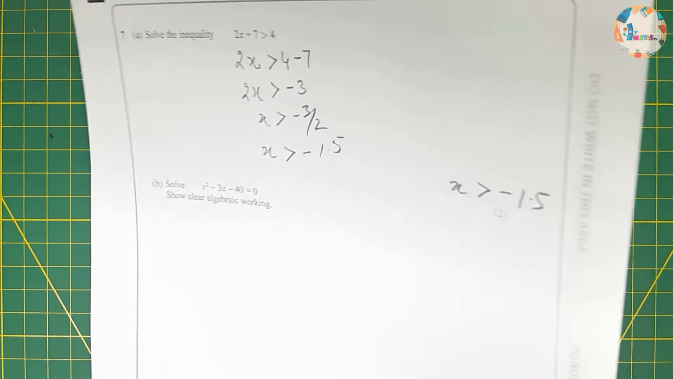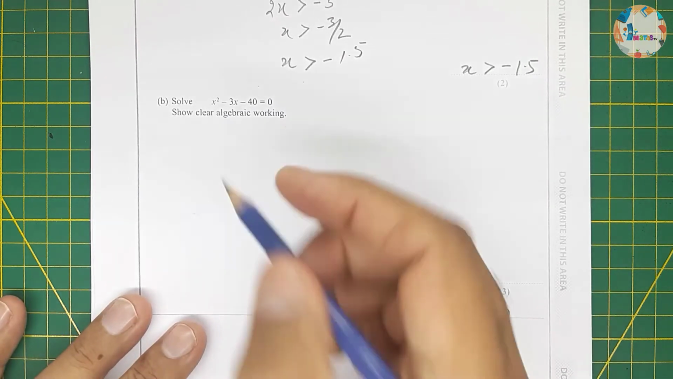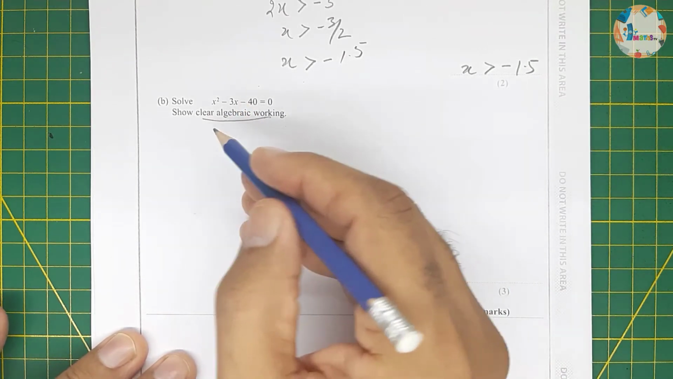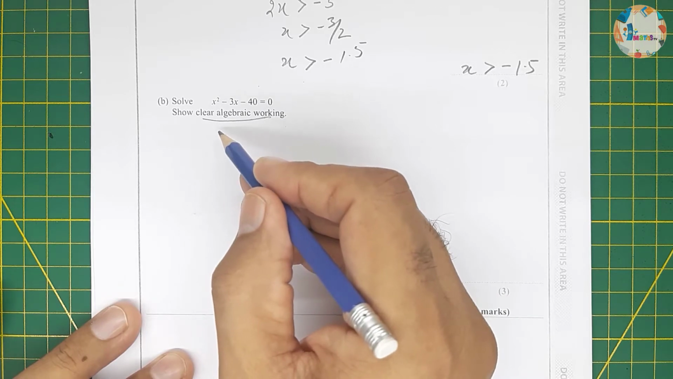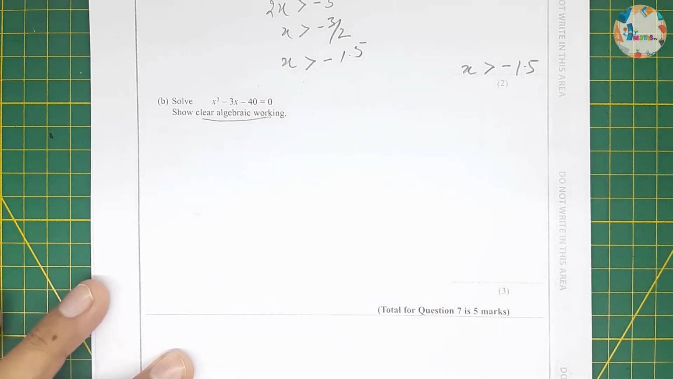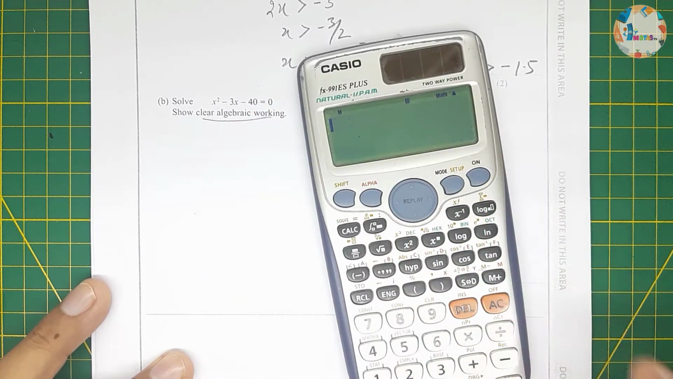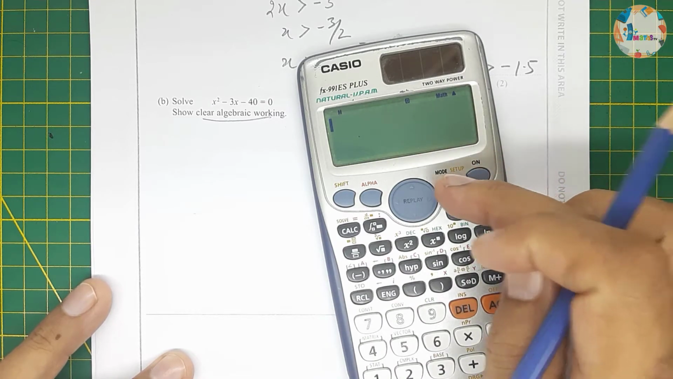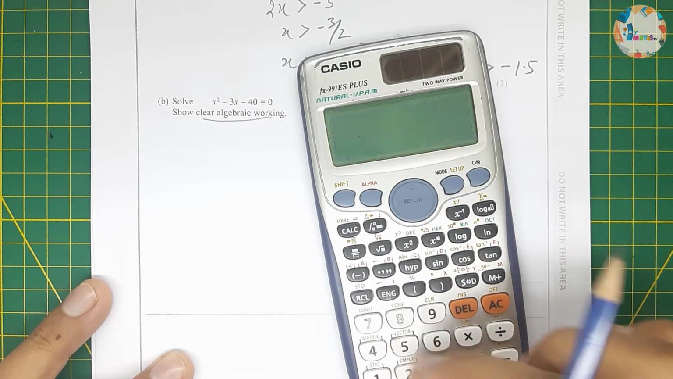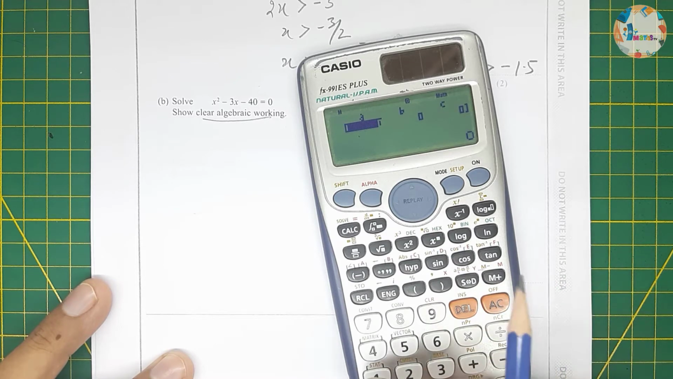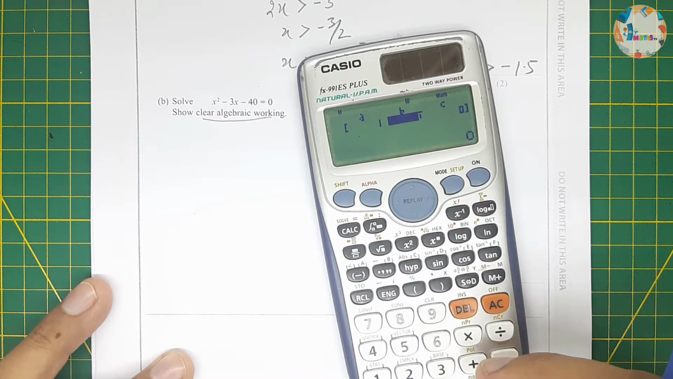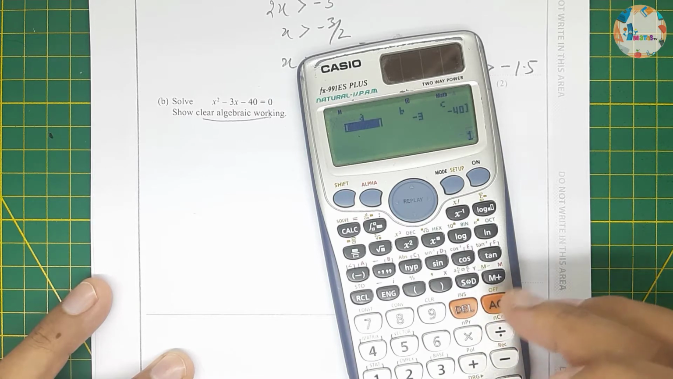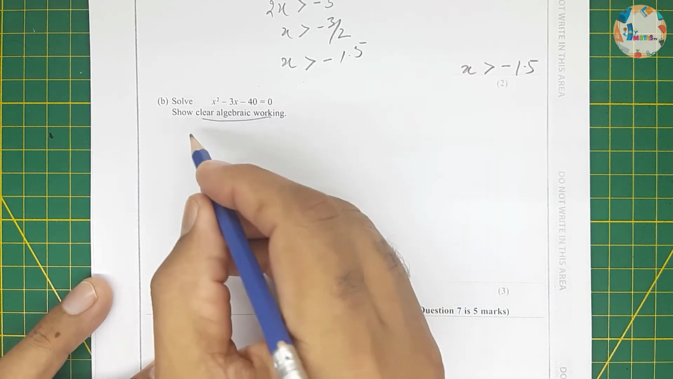The quadratic equation we have to solve in the B part, and we'll have to show clear algebraic working. Okay, so we can solve it by factorization or by the quadratic formula. The coefficient of x squared is 1, the coefficient of x is minus 3, and the constant value is minus 40. So 8 and minus 5. We can factorize using this 8 and minus 5.